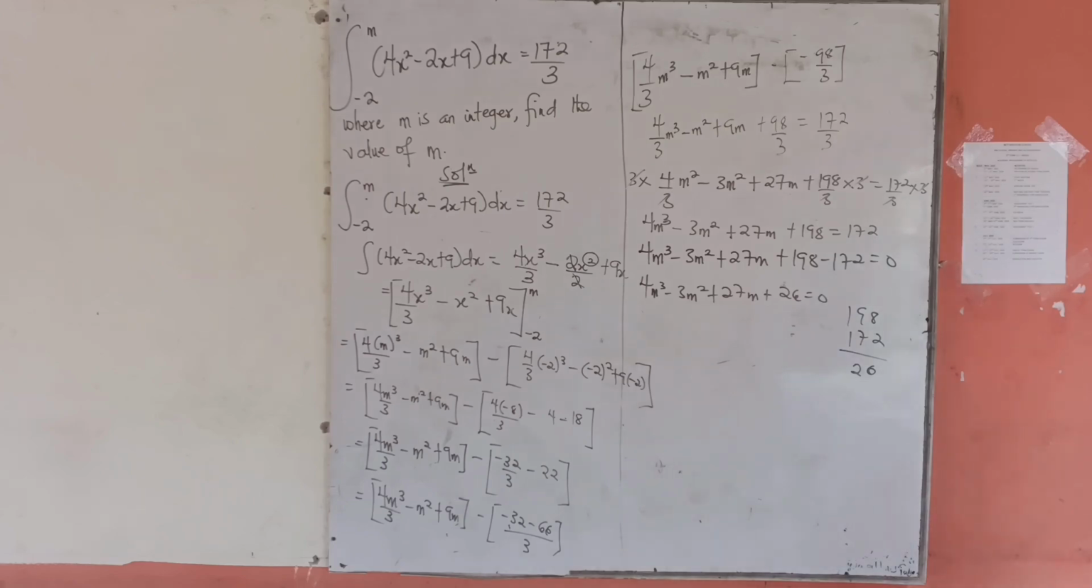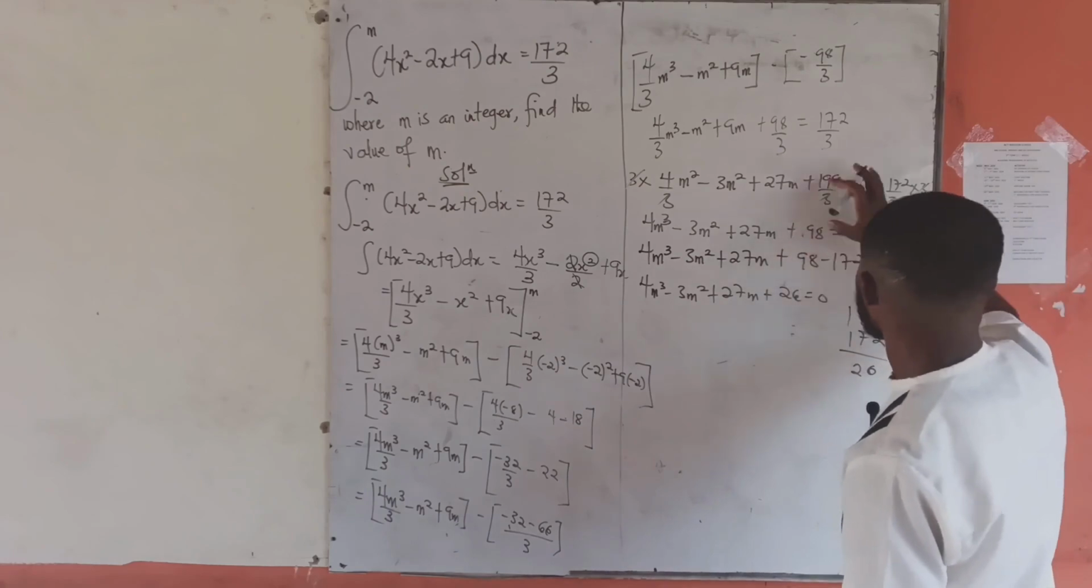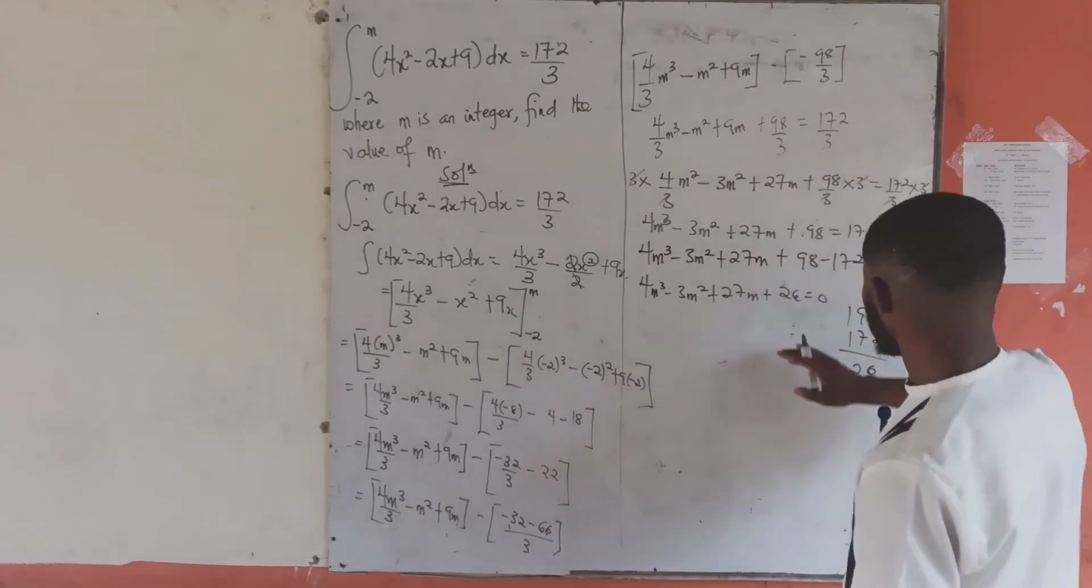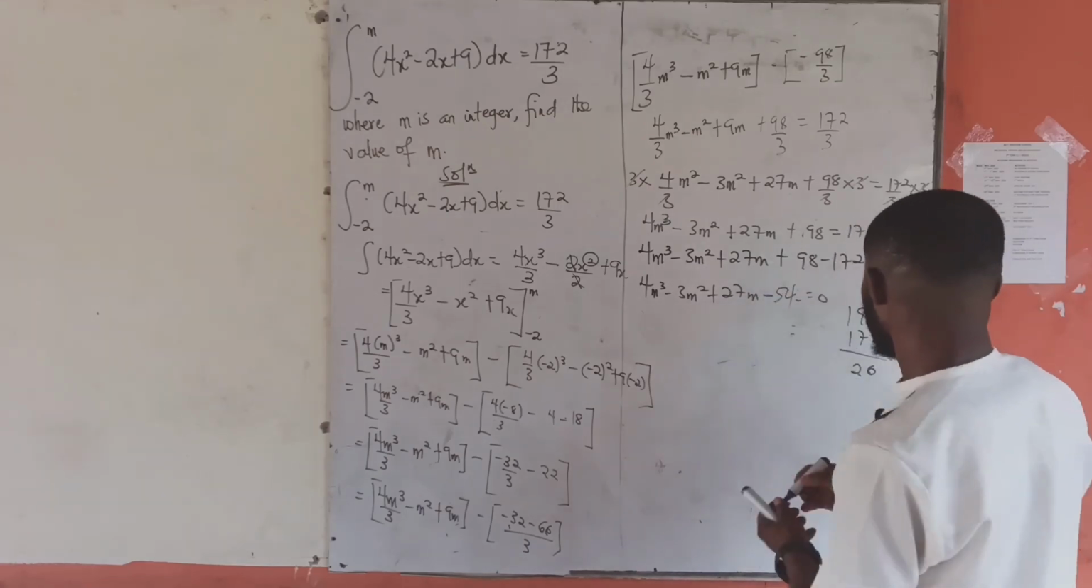Okay, I think everything is okay. Sorry, this is 98. Oh, 90. So this should be negative 54. Sorry.